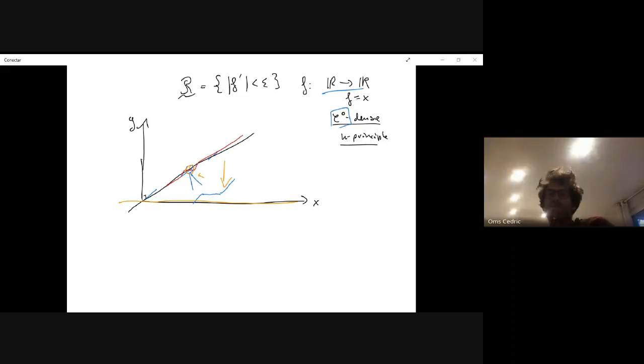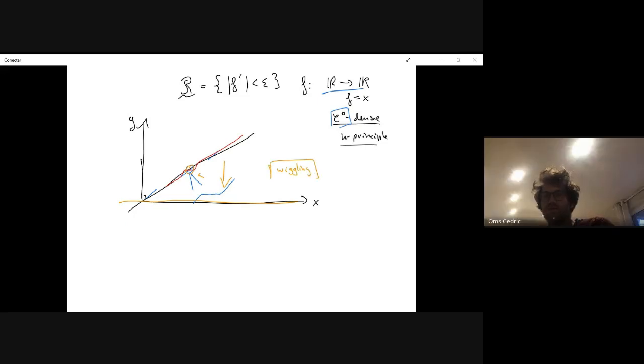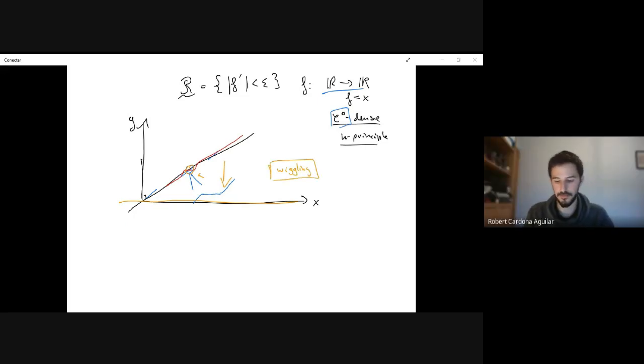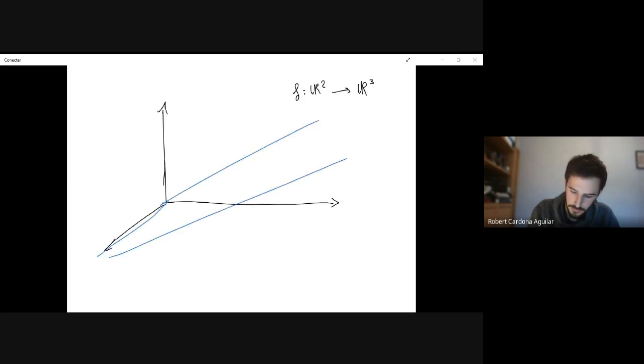How is this usually called, Robert? Is this wrinkling? This is called wiggling, I think. Wiggling, yeah. For maps from R to R, the drawing is very easy, but in the other drawing that I was doing, it's more interesting, because if you take f from R2 to R3, you look at this plane, and the relation is f prime small.